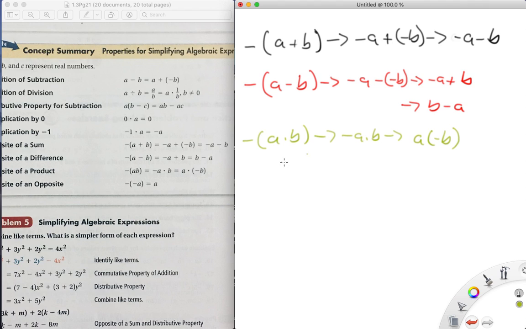And then opposite of an opposite. If I have a negative in front of a negative number inside, that's a negative times a negative. That gives me a positive. An opposite of a negative is positive. So negative, negative 5 is positive 5.